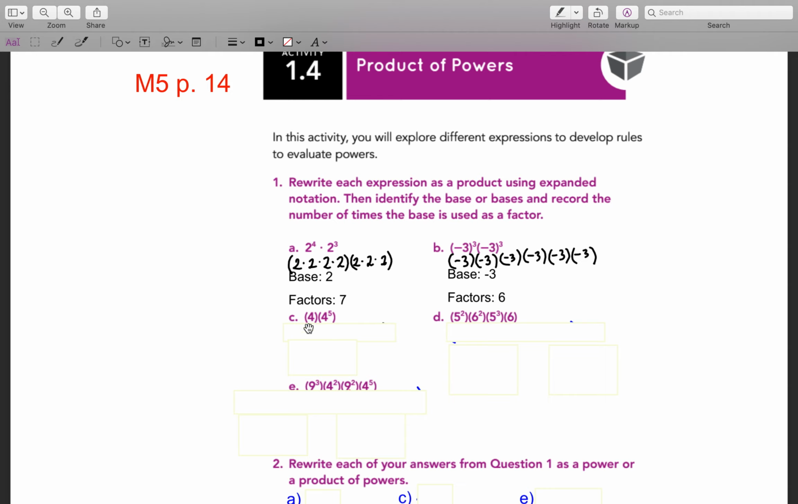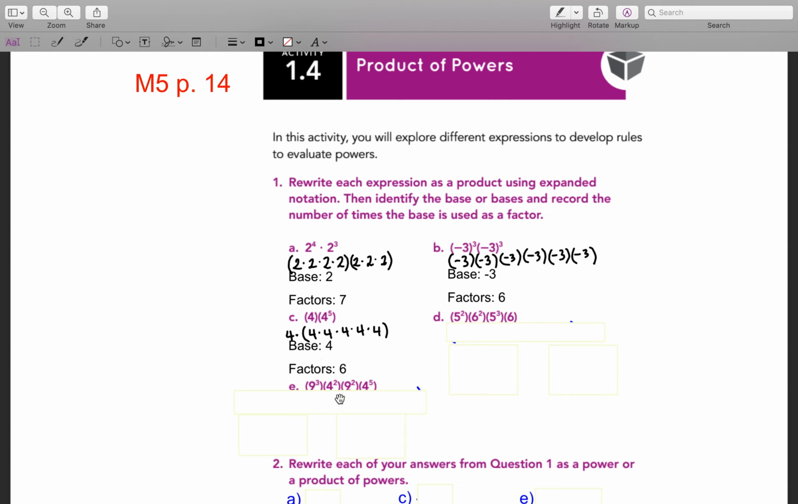For C, it's 4 times 4 to the fifth power. So we have 4 right here, and nothing's happening to this first 4. But 4 to the fifth power, we just multiply it 5 times. So that means we still have the base 4. And the base is used as a factor how many times? 1, 2, 3, 4, 5, 6 times.